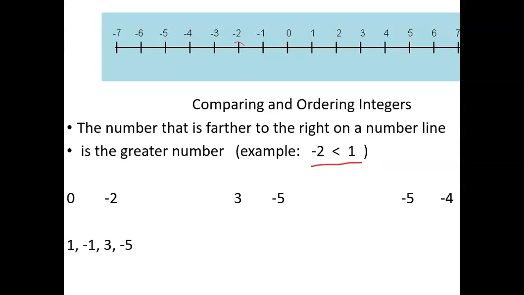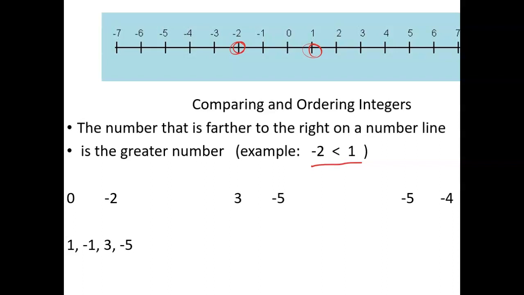So -2 is right here. 1 is right here. So even though you might look at this 2 and think it's greater, it's not. It's a -2. +1 is farther to the right, so it is the greater number. So -2 is less than 1.